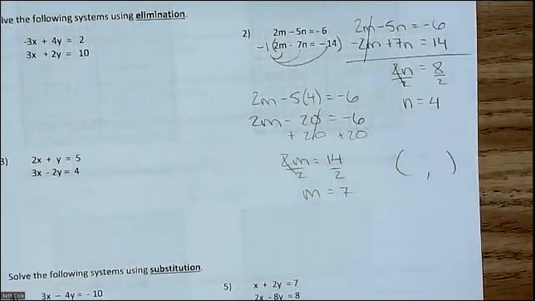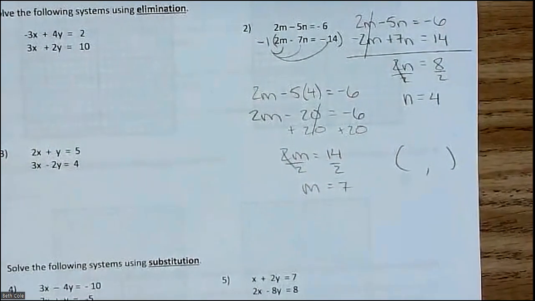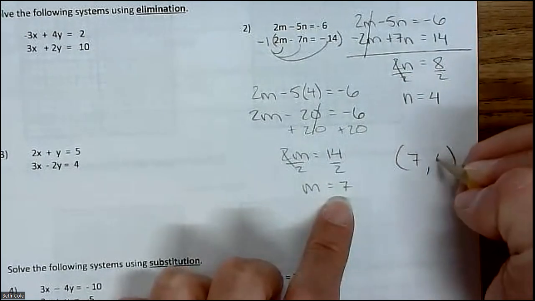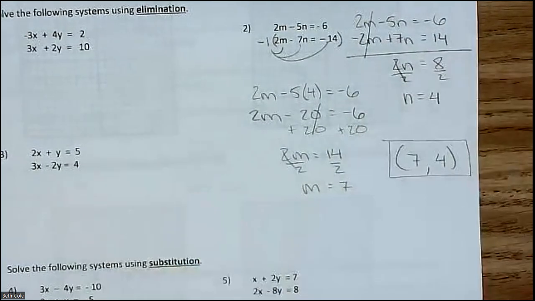Now you have to write it as an ordered pair. I usually try to give you x and y because it's always x, y. If it's not x and y, do it in alphabetical order. So like m would come before n. Does that make sense? Like just do it alphabetically. So it would be 7, 4. On the test, I'm pretty sure they're all x and y.